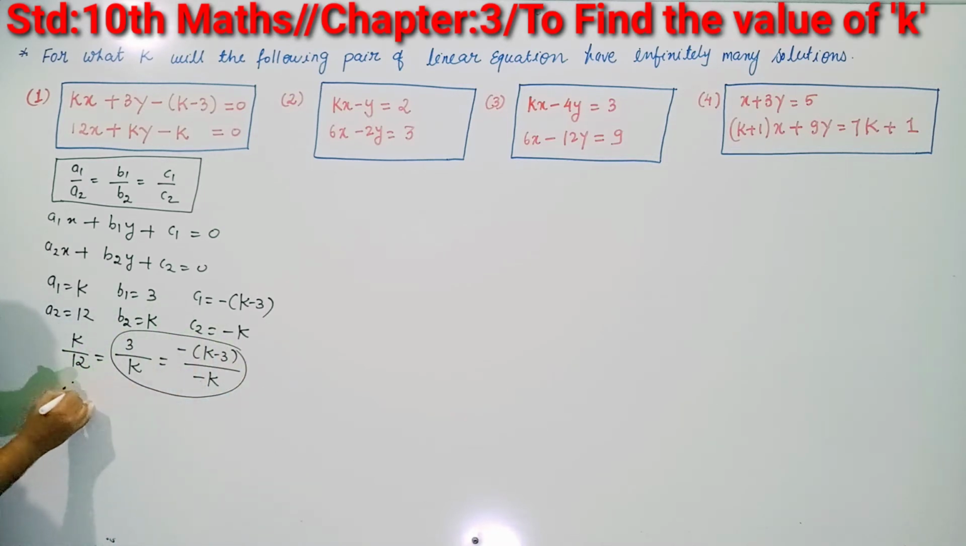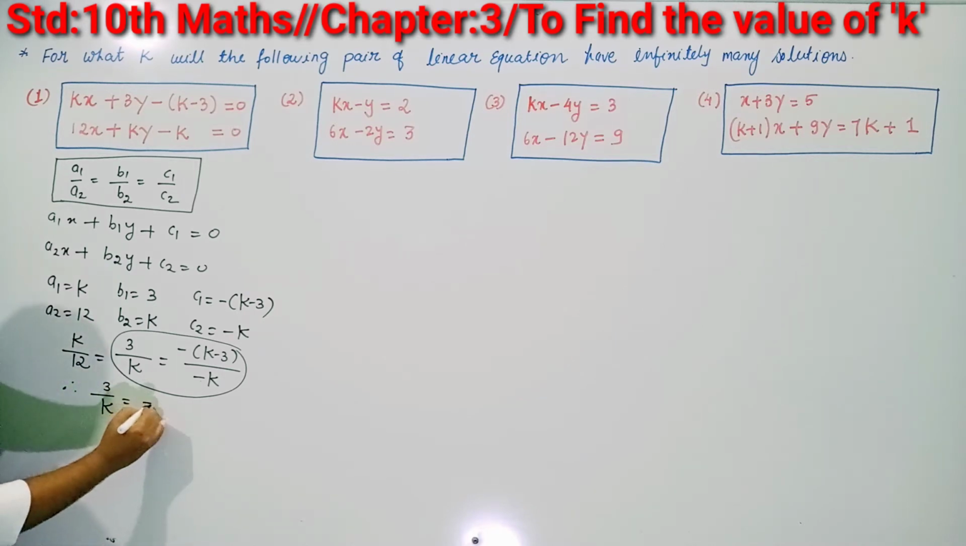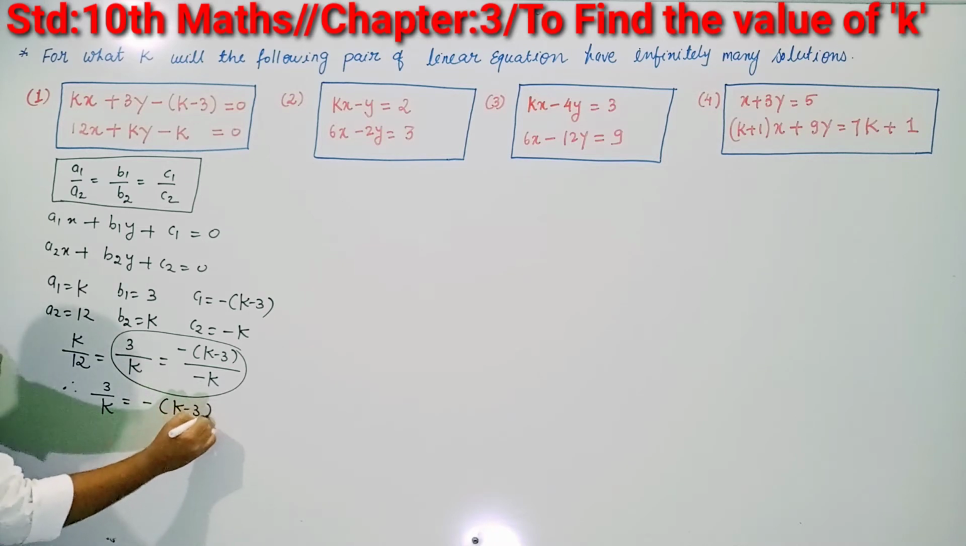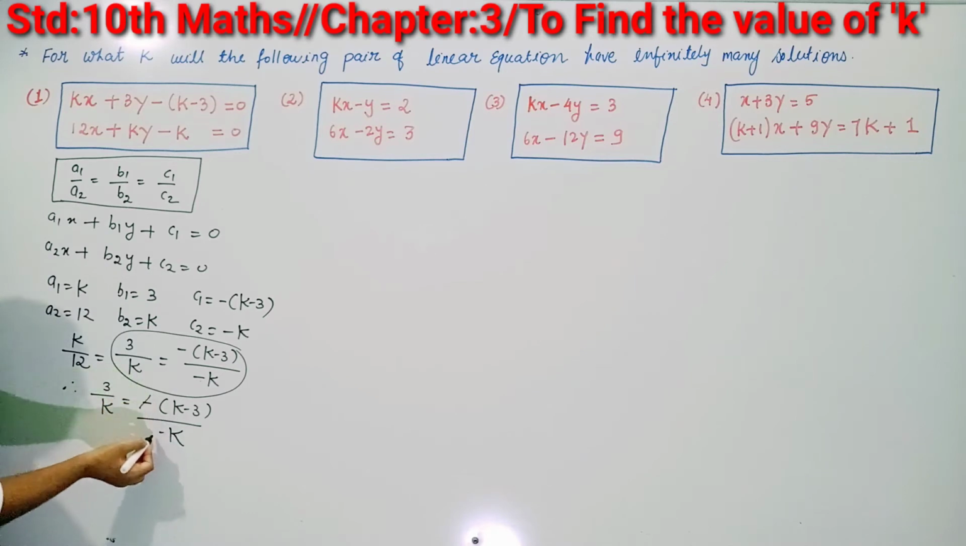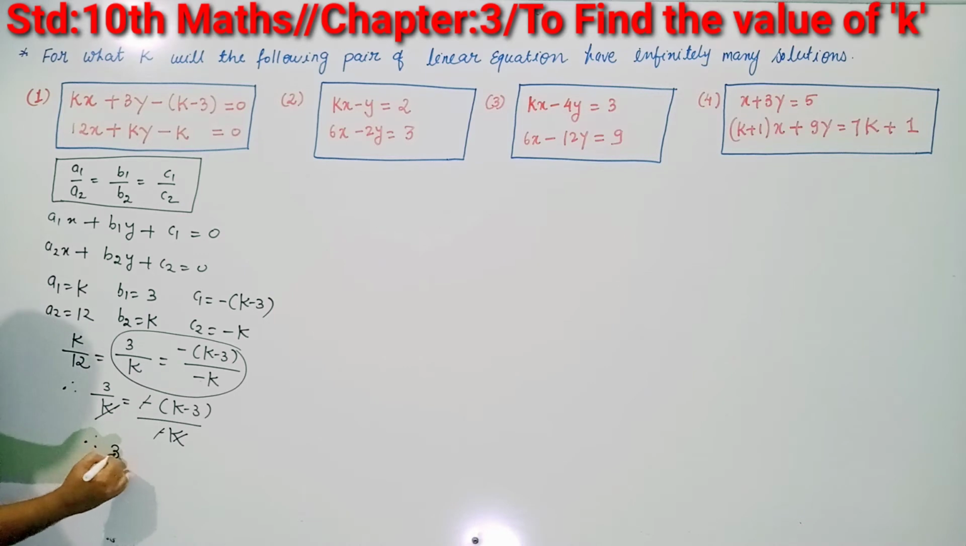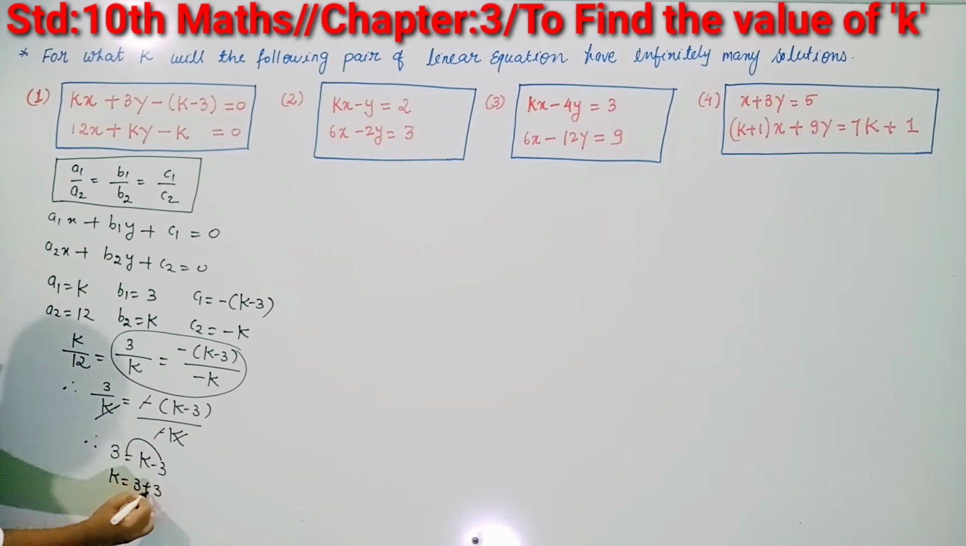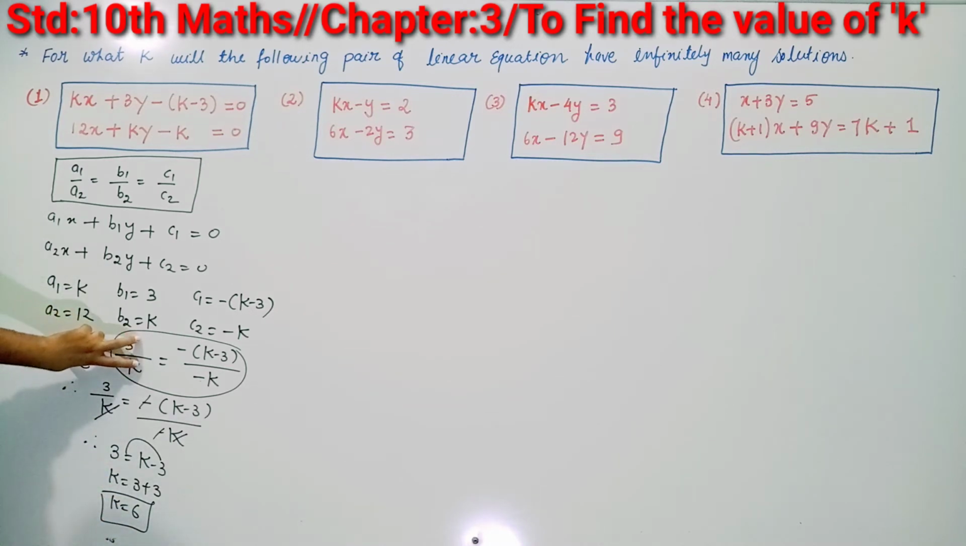So what we are getting here: 3 by k is equal to minus (k minus 3) by minus k. Minus and minus will cancel out, k and k will cancel out. So we get 3 is equal to k minus 3. So k will be 3 plus 3, so k will be 6. Similarly, students, you can find the value of k by comparing the other two terms. Now moving to the second question.